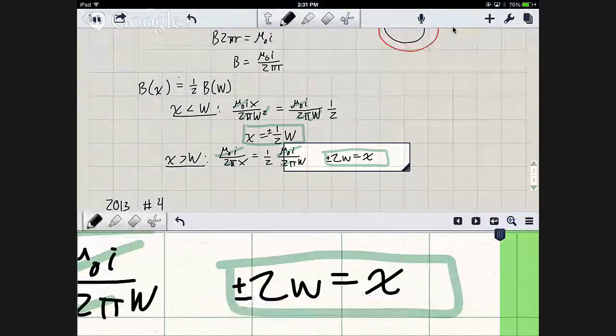Cool. So I'm going to start bringing up this next problem. It is 2013 number 4.